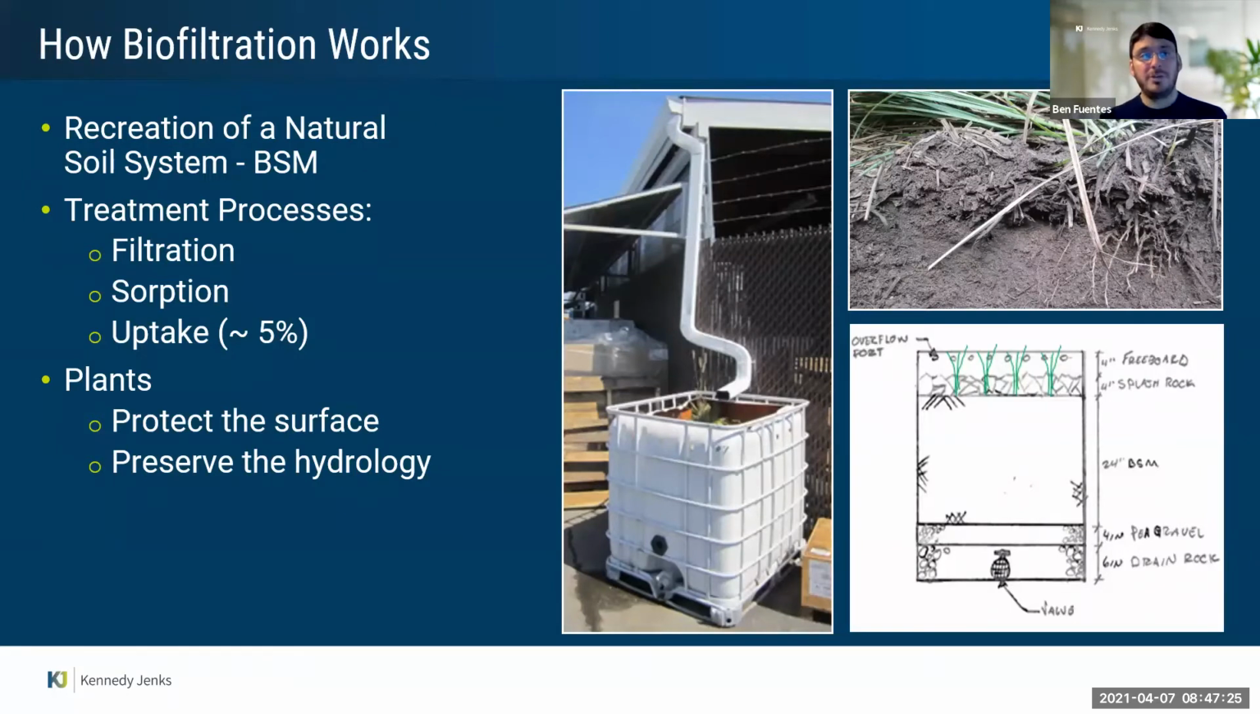So how biofiltration works, like I mentioned earlier, it is a recreation. We're mimicking a natural soil system to filter out pollutants. And the three main processes are filtration, sorption, and uptake. By including the plants, there's a couple of great benefits that come with it. One is it protects the surface from scour. And two, as the root structure develops, it provides a good subsurface structure to maintain long-term infiltration rates.